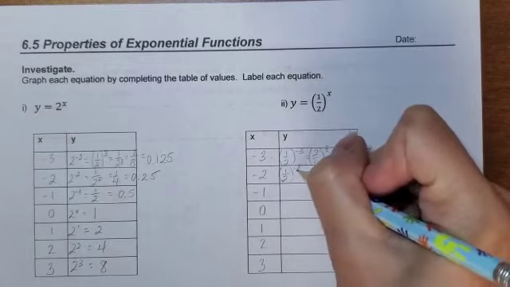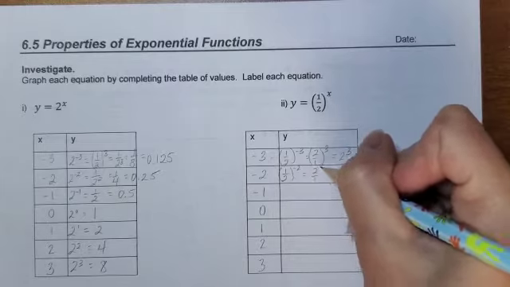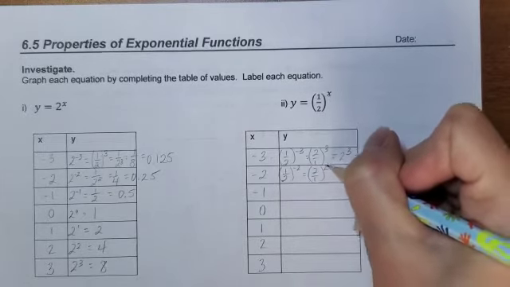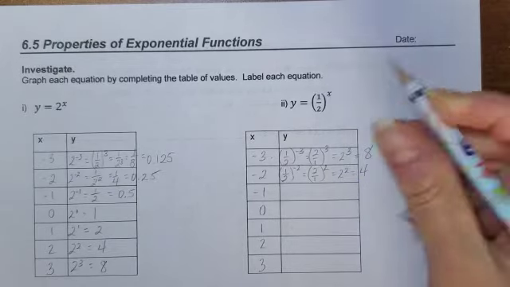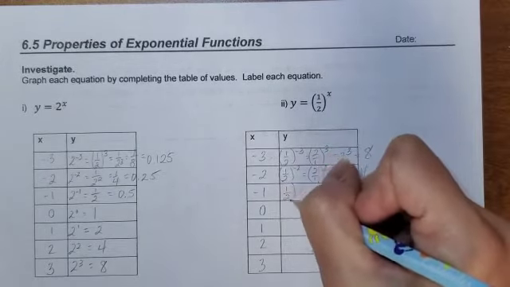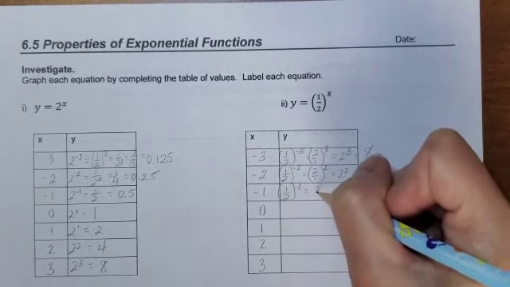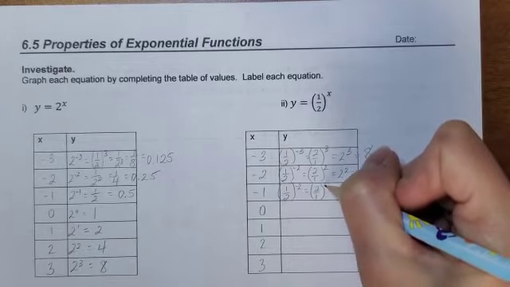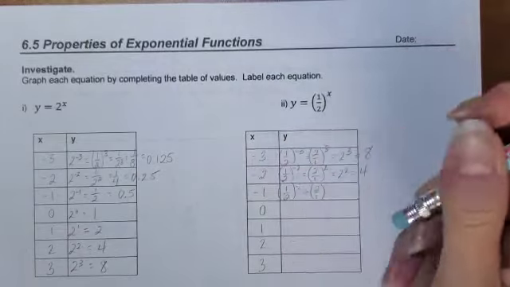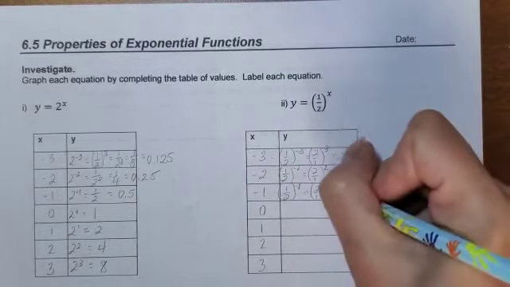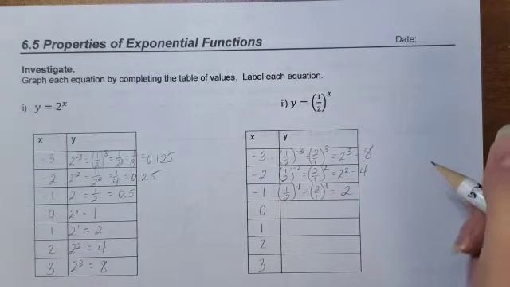1/2 to the power of -2. We flip our base to get a positive exponent. 2 to the power of 2 is 4. 1/2 to the power of -1. We flip the base, so we now have a positive 1. This is 2 to the power of 1, which is 2.